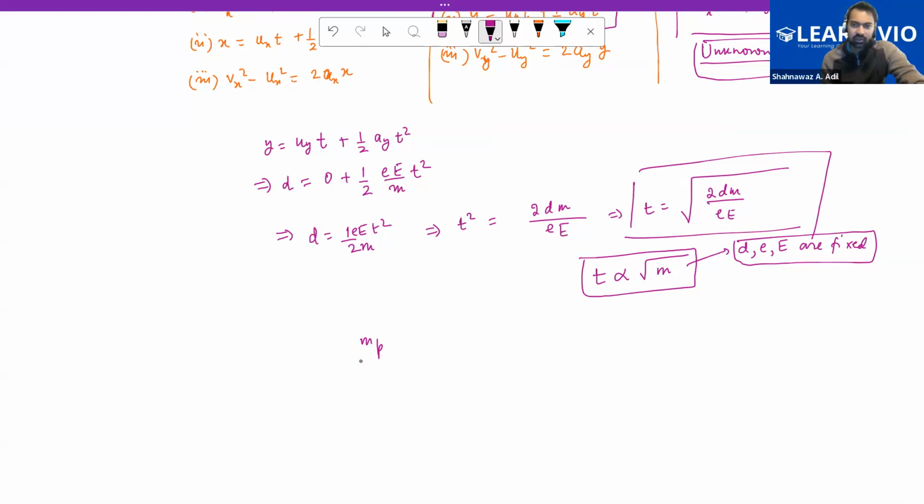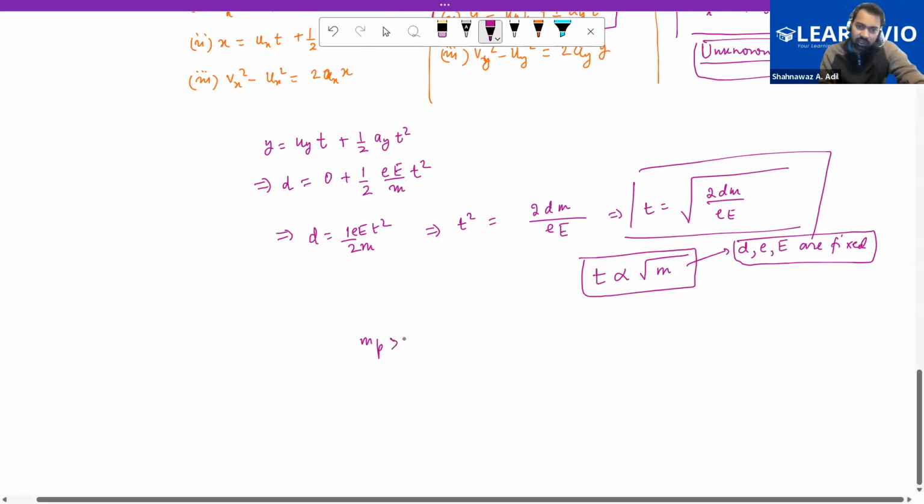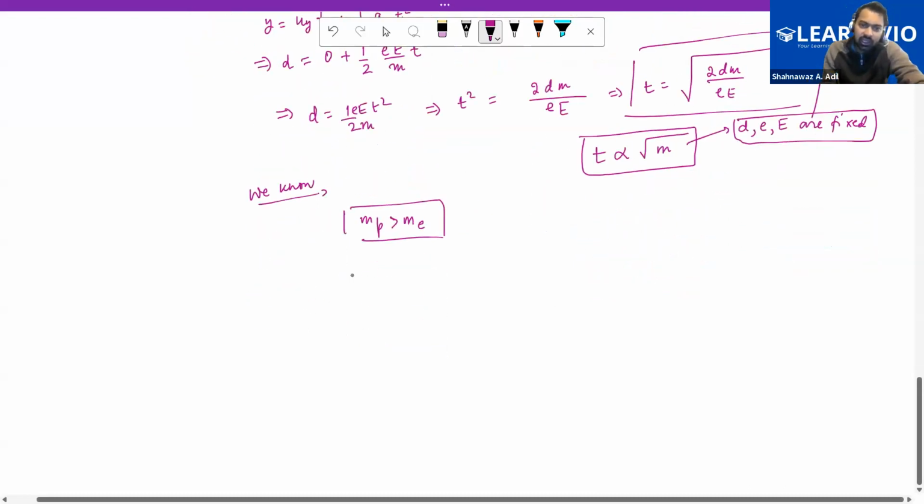Which one has greater mass? Proton. The mass of the proton is greater, right? So this is greater than this, right? This we know. Now let's say that the time taken by the electron is proportional to the root of ME, right? And the time of the proton is proportional to the root of MP, right?